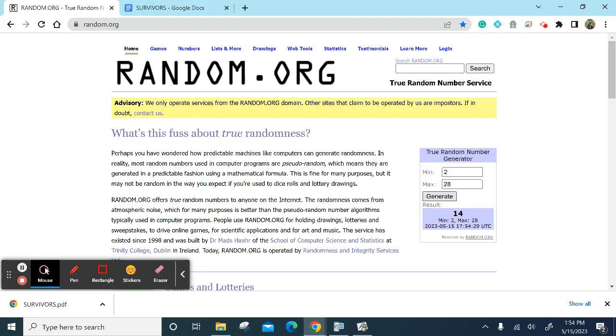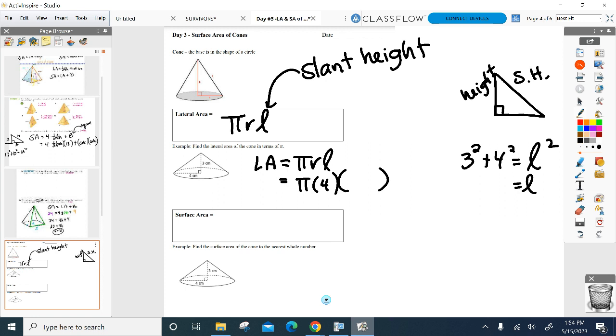And when you have it, what's your slant height here? The slant height is 5. Thank you. And leave your answer in terms of pi, so put down the calculators. We got 20 pi square centimeters.